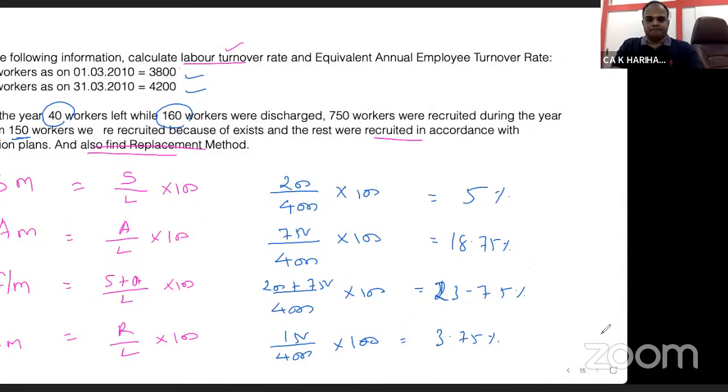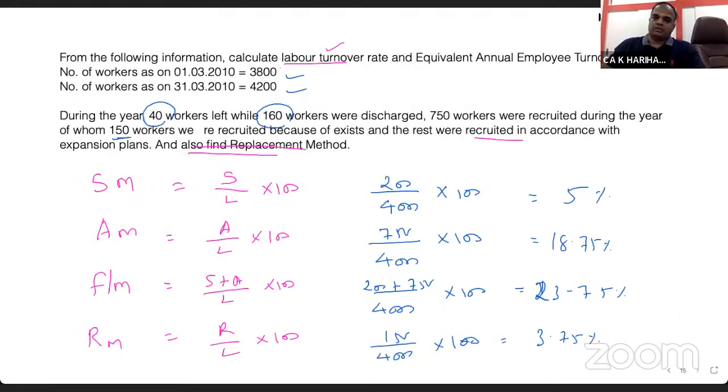The next one. This question is also from the November 2008 exam. Ten more questions, my dears. One more requirement is also there. What about the next requirement?